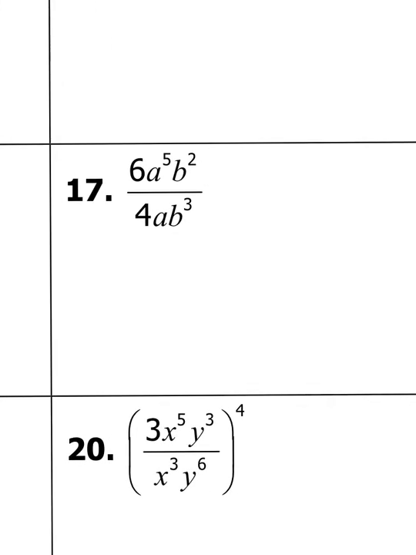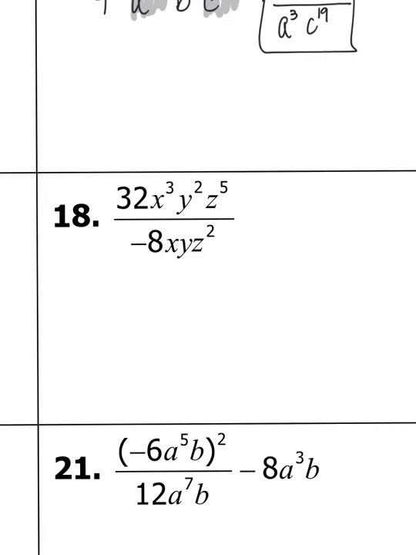Bringing me over to 17 for the same type of problem. We can reduce here by 2. And then my a's, this a will cancel completely, leaving me with 4 a's in my numerator. And for my b's, these b's will cancel completely, the b squares, leaving me with 1 b in my denominator. So I have 3 a to the 4th in my numerator and 2 b to the 1st in my denominator.